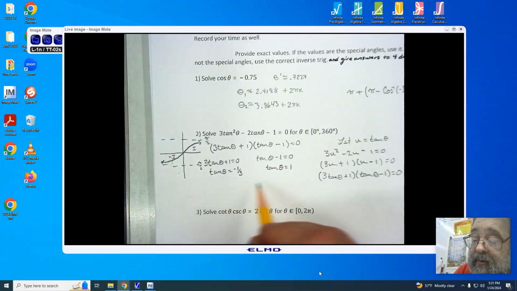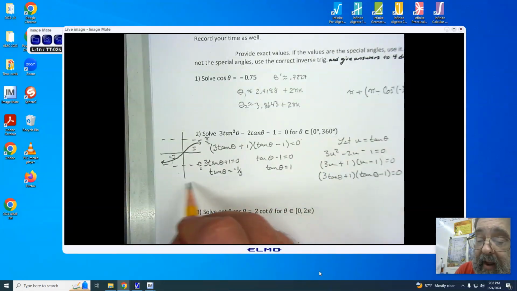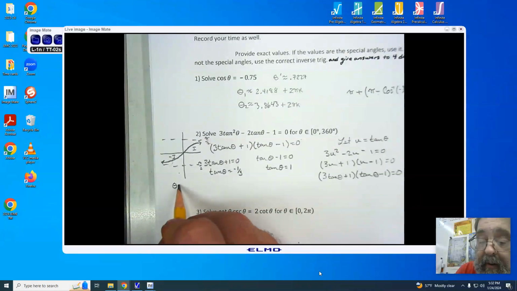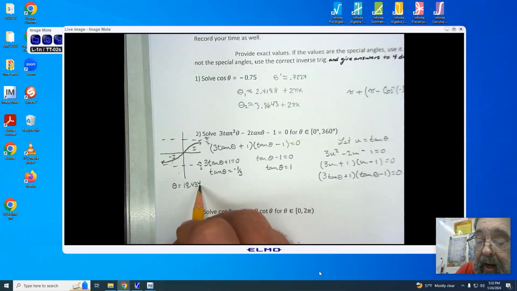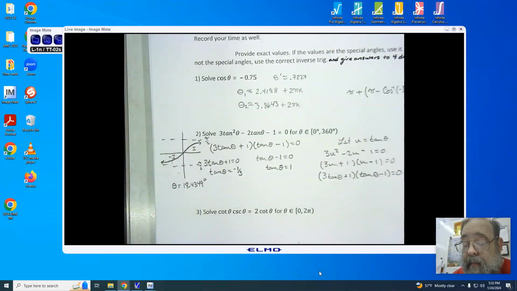So when I get my first answer in degree mode, I'm looking at my reference angle's opposite. And so I know that my reference angle is 18.4349, and this is in degrees. Now, in order for me to find my 2 solutions in the second and fourth quadrant, I'm going to be taking this reference angle, theta prime, and first subtracting it from 180 degrees, and then subtracting it from 360. This will give me quadrant 2 and quadrant 4 respectively.